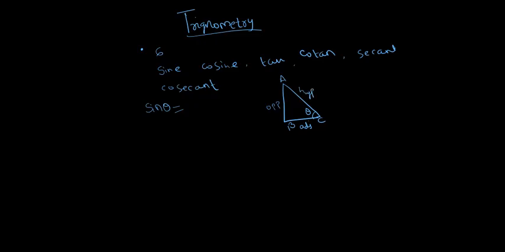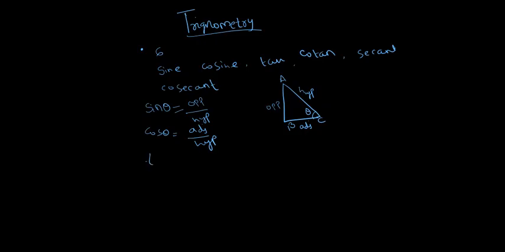Now sine theta will be defined as opposite by hypotenuse, then cos theta will be defined as adjacent by hypotenuse. So if we remember these two, the remaining 4 can easily be defined. So the remaining 4 we can define using sine and cos.